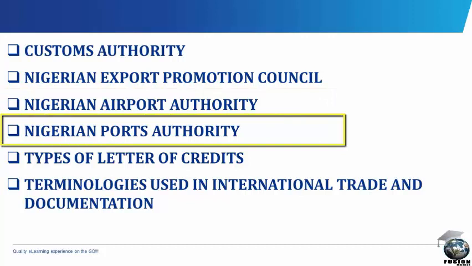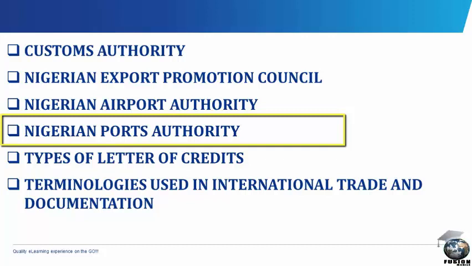Nigerian Ports Authority (NPA). The management, control, and general operations of the seaports in Nigeria are handled by the Nigerian Ports Authority. This authority provides facilities at the port to ensure effective and efficient sea transportation. For example, the Lagos Port and Port Harcourt ports.